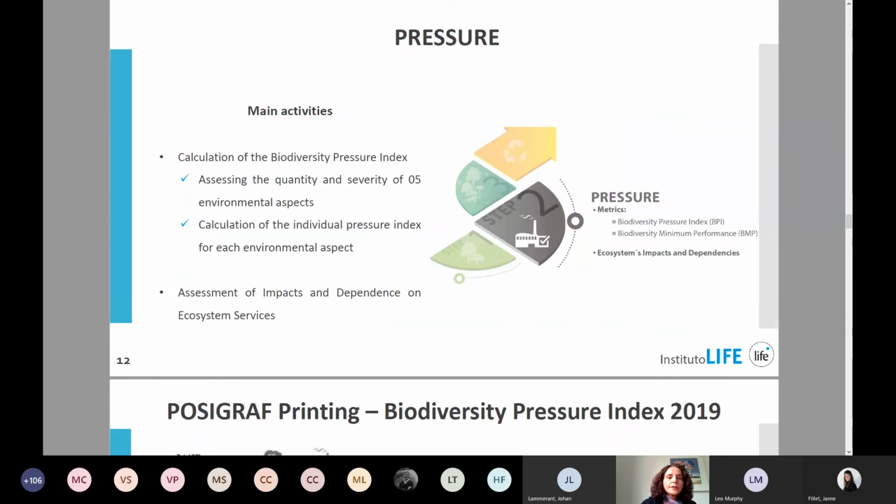So once the first diagnosis was performed, we started step 2. We calculate the Biodiversity Pressure Index, BPI. We assess the quantity and severity of 5 environmental aspects. We calculate the individual pressure index for each of them, and we understand the impacts and dependence on ecosystem services.